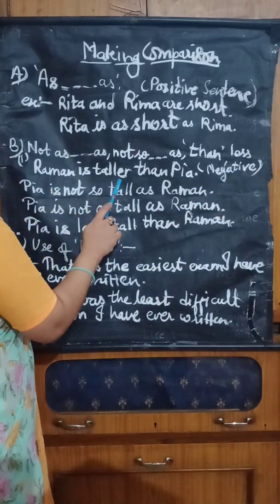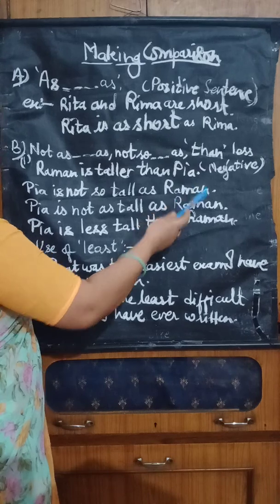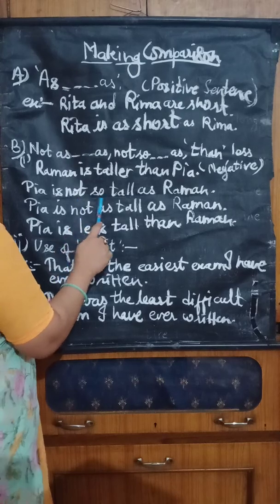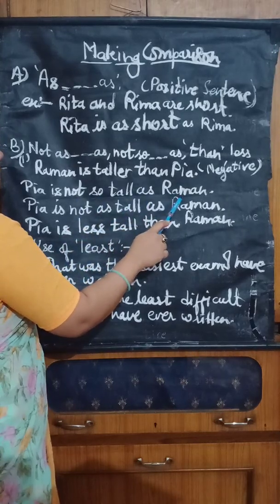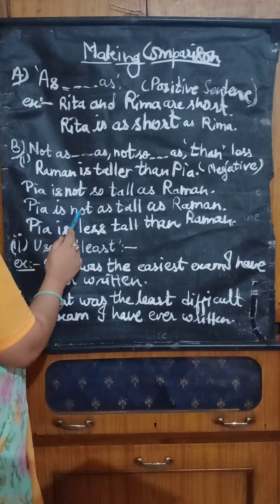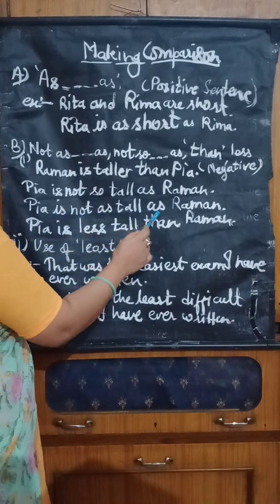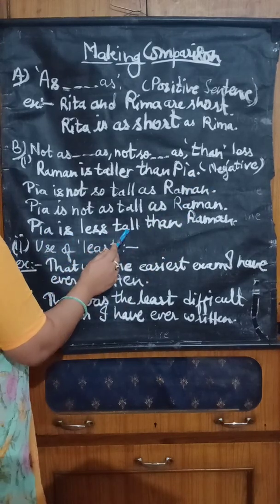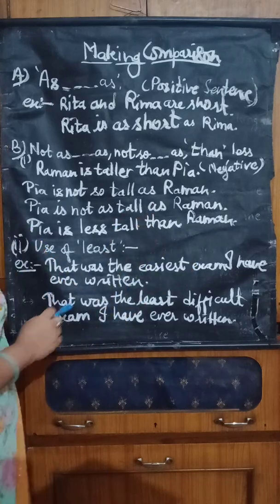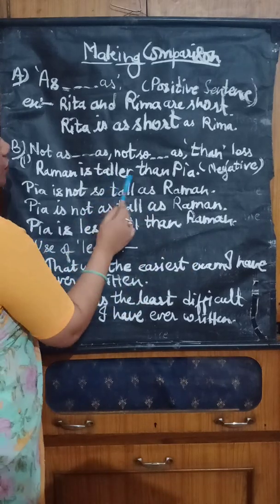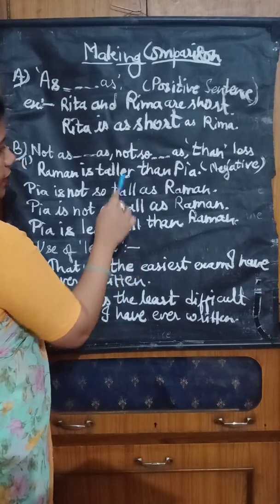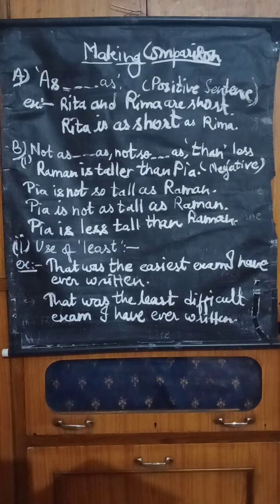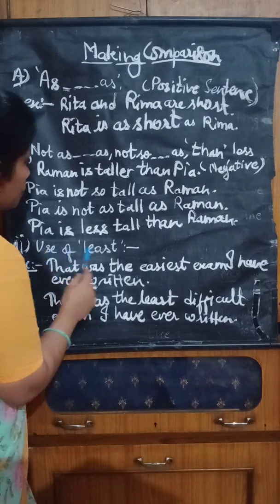Like Raman is taller than Pia. That can be written like Pia is not so tall as Raman. Or it can be written, Pia is not as tall as Raman. It can also be written like that: Pia is less tall than Raman. Remember one thing, we have changed the word taller to the positive form tall in all three sentences. One more type is there in which we can change the sentence, and it is the use of least.